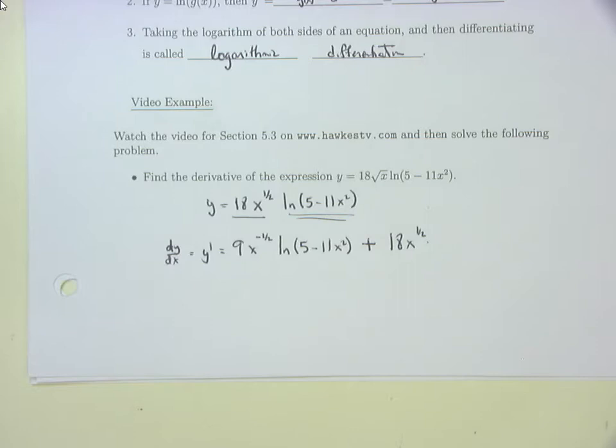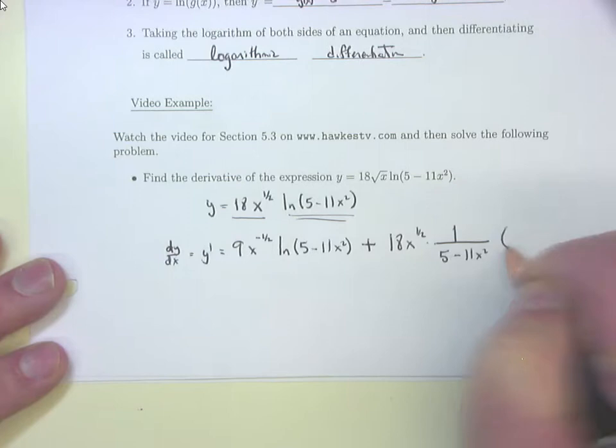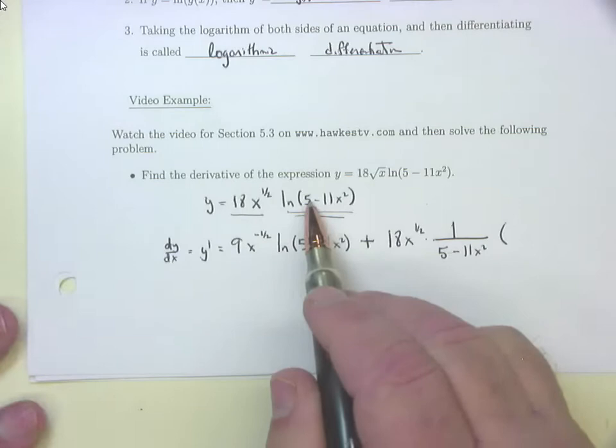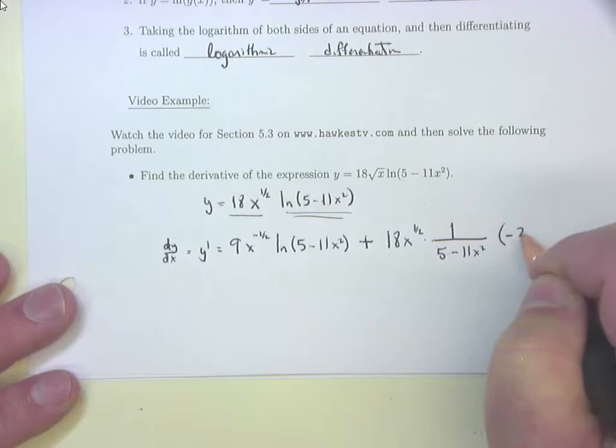Derivative of natural log of x is 1 over x, but we don't just have an x here. We've got natural log of a function, so we have to use the chain rule version of it. Derivative of natural log of a function is 1 over the function, 5 minus 11x squared, times the derivative of the inside. The inside is that 5 minus 11x squared. Derivative of 5 is 0. Derivative of minus 11x squared would be 2 times negative 11, which is negative 22x.